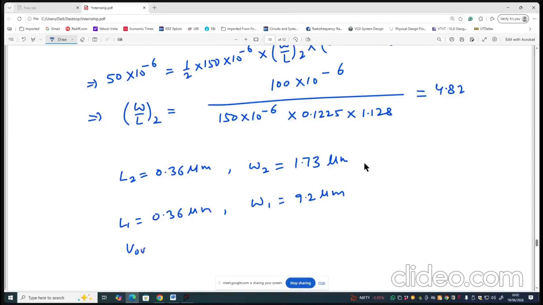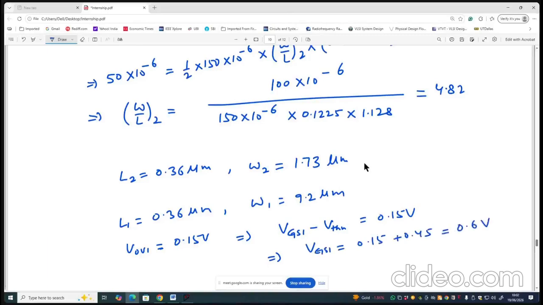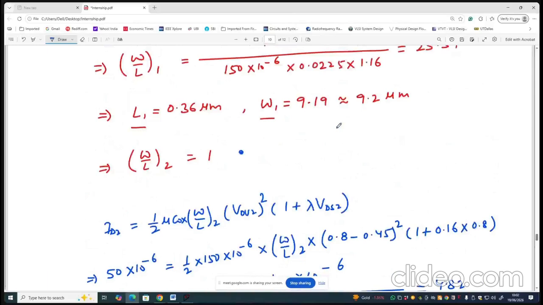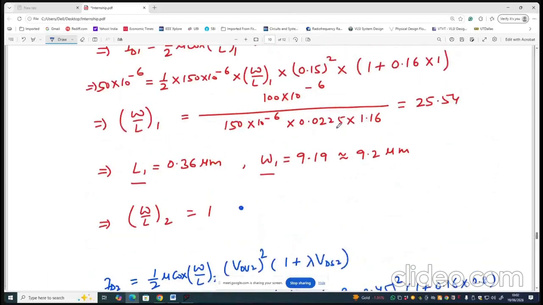And VOV1 is equal to 0.15 volt. From here we can write VGS1 minus VTHN is equal to 0.15 volt, and so VGS1 is equal to 0.15 plus 0.45, which comes out to be 0.6 volt. Now what we can actually do if we want to have W upon L1 to be higher, can you suggest?